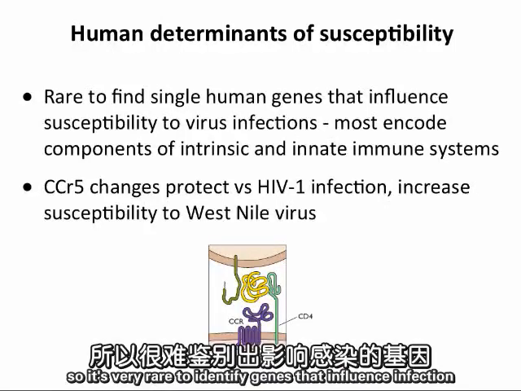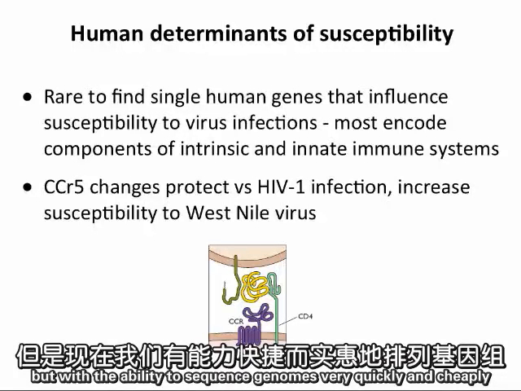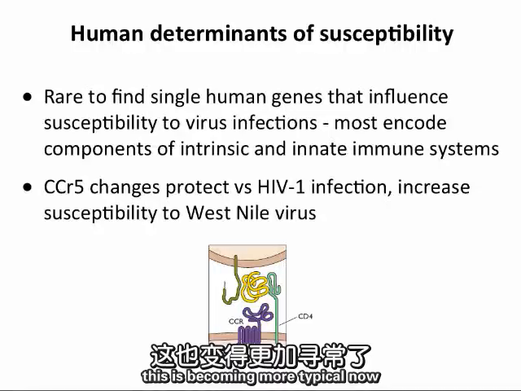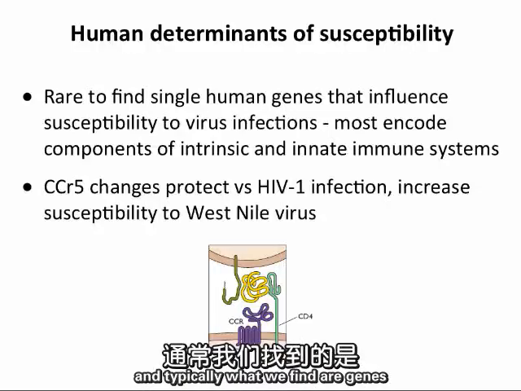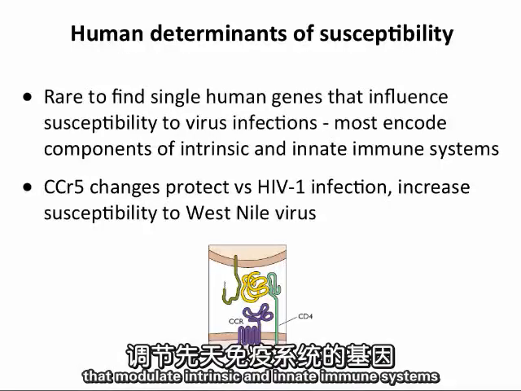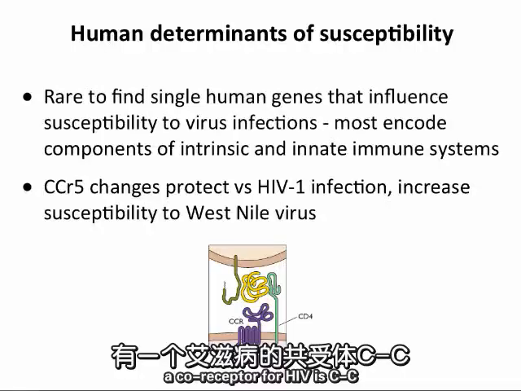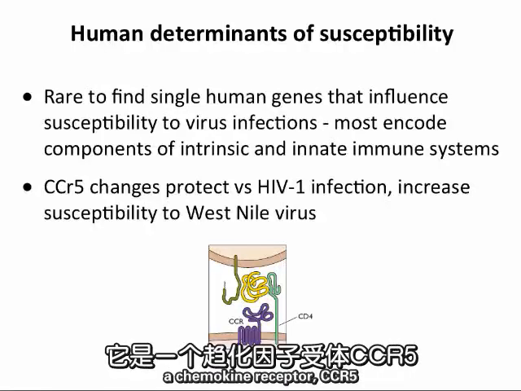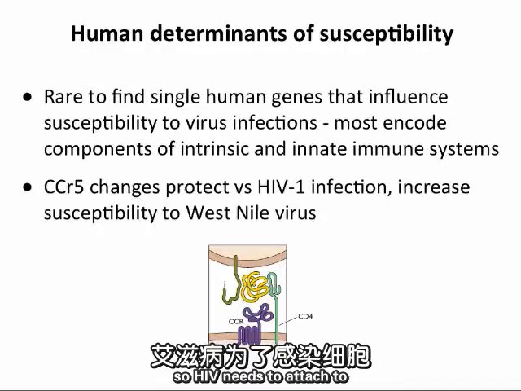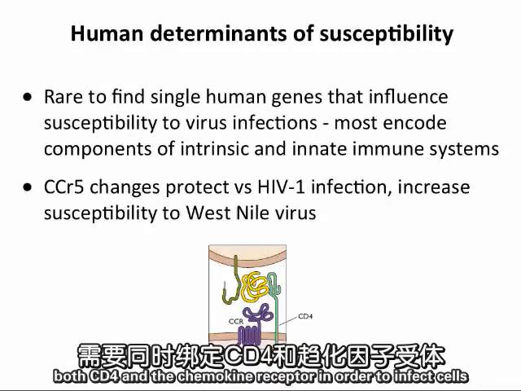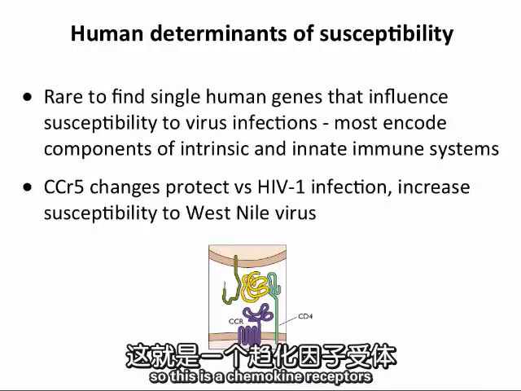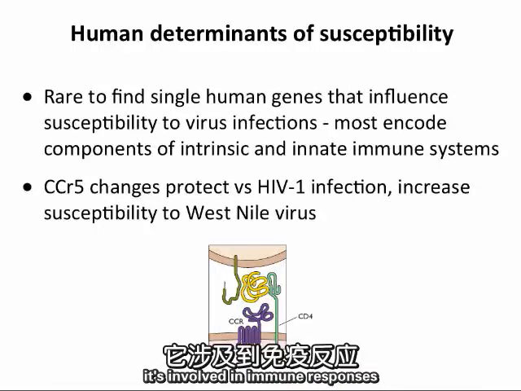So it's very rare to identify genes that influence infection, but with the ability to sequence genomes very quickly and cheaply, this is becoming more typical now. And typically what we find are genes that modulate intrinsic and innate immune systems. So for example, if you remember from way back at the beginning of this course, a co-receptor for HIV is a chemokine receptor, CCR5. So HIV needs to attach to both CD4 and the chemokine receptor in order to infect cells. So this is a chemokine receptor.